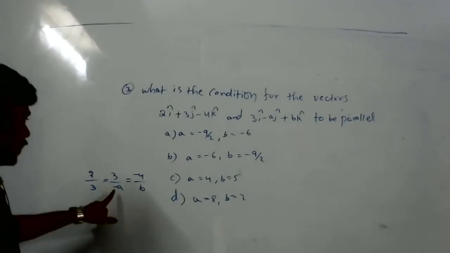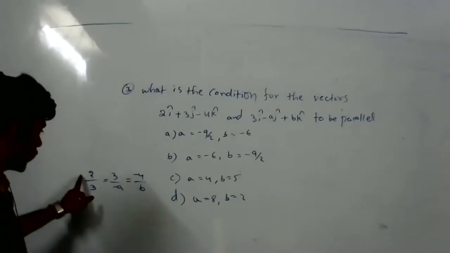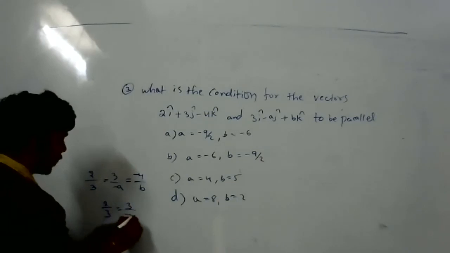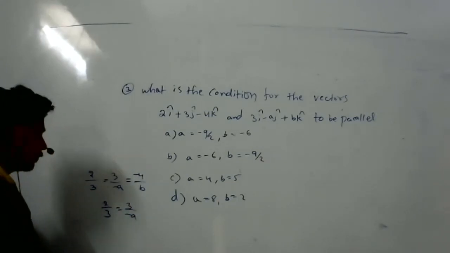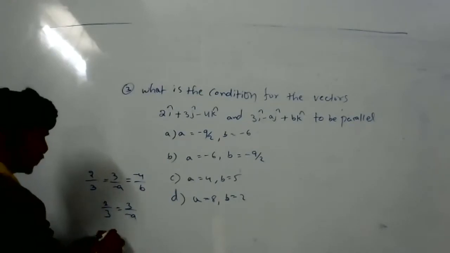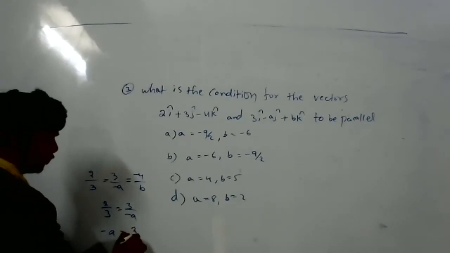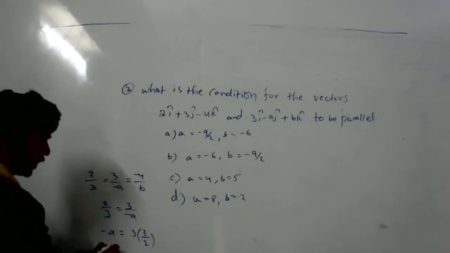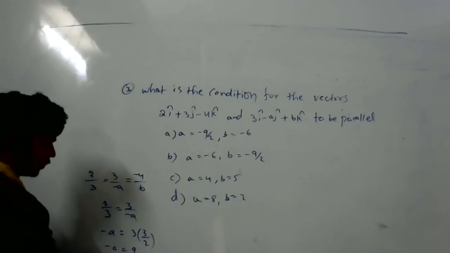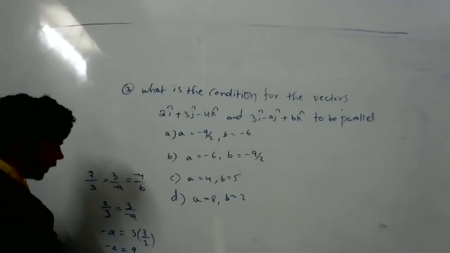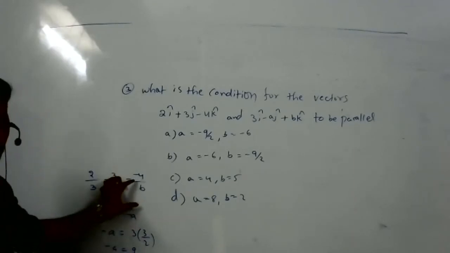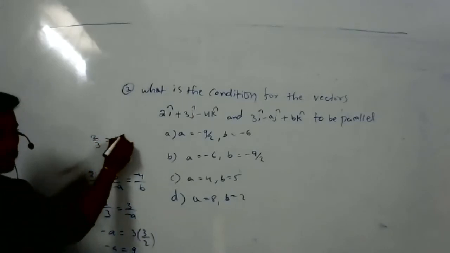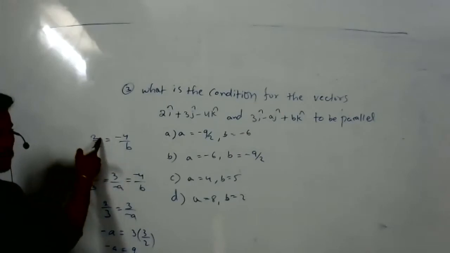Then we can calculate. If you want a, just take this. We can calculate a easily. Write 2 by 3 equal to 3 by minus a. You want a, right? So send minus a to this side: 3 by 2. So you will get minus a equal to 9 by 2, so a equal to minus 9 by 2. Whatever you want, we take that and get the answer. If you want b, 2 by 3 equal to minus 4 by b, send b to this side, and the remaining is there.